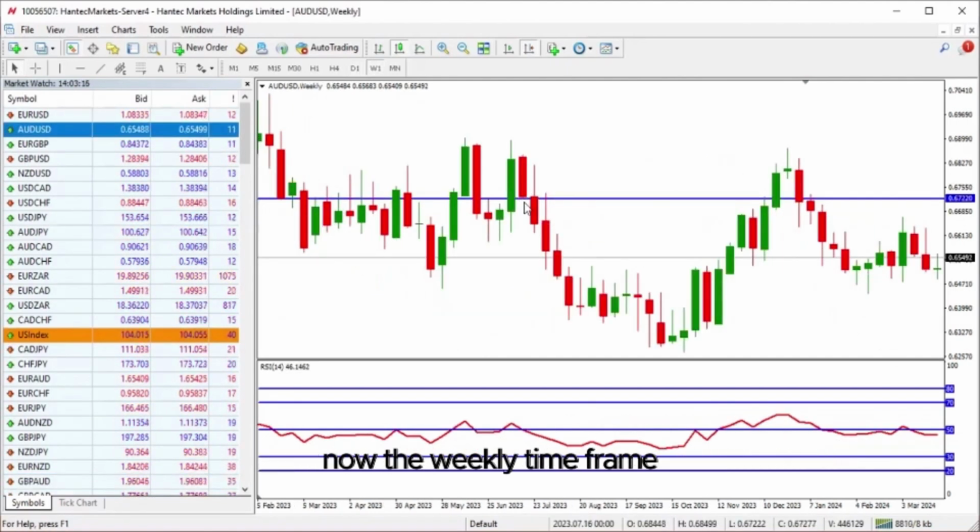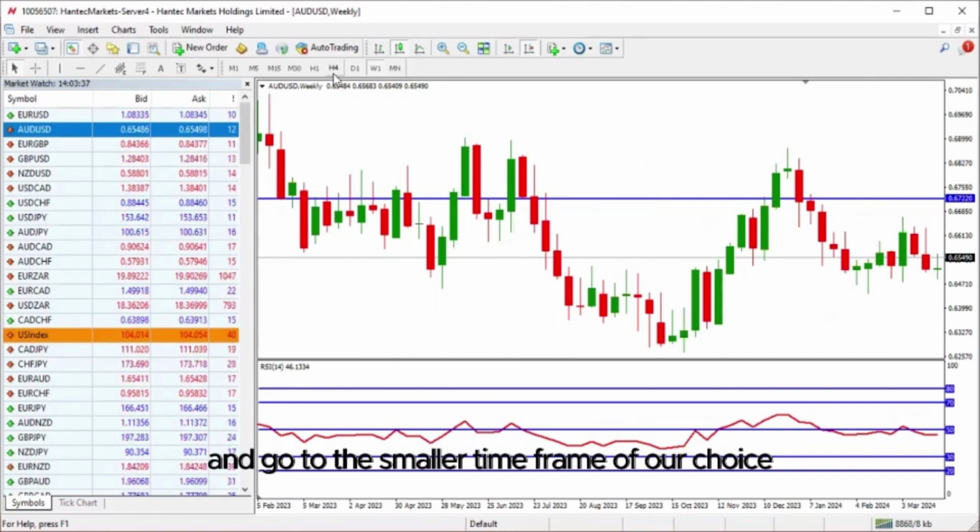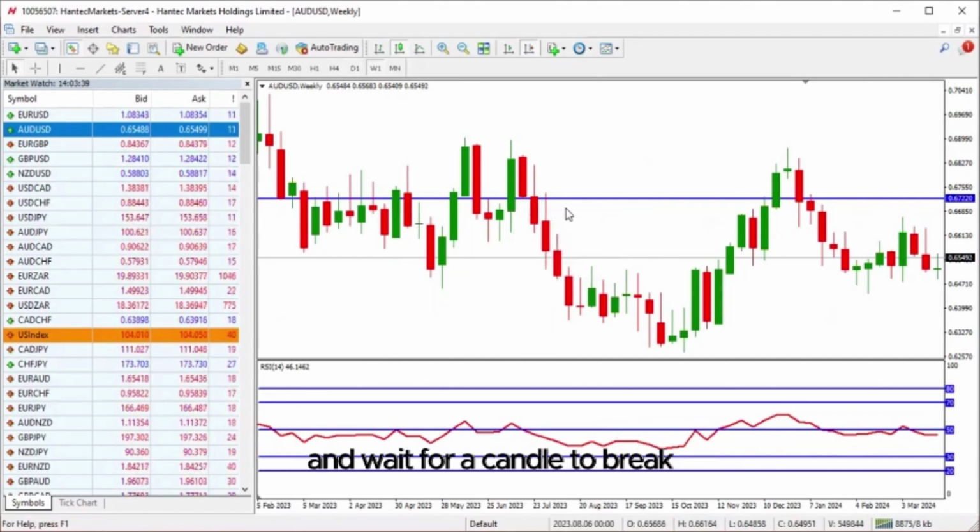Another example we need to look at again is AUD/USD. Now, on the weekly time frame of AUD/USD, the market printed a dark cloud cover here. These two candles make the dark cloud cover. When we spot the dark cloud cover, the next thing we need to do is pick a horizontal line and drop it on the low of the sell candle. After dropping the line on the low of the sell candle, we narrow down, we leave this time frame and go to the smaller time frame of our choice and wait for a candle to break and close below this line. When a candle breaks and closes below this line, we are going to take a sell.